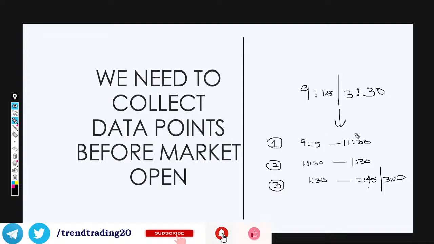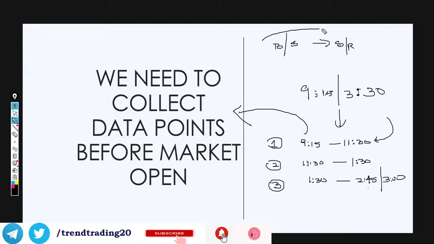What is the use of splitting into these 3 stages? There are many uses. First and foremost, from 9:15 to 11:30, let's assume the market goes into full sideways mode. What we need to do is collect data points. Data points mean who is in control of the market, whether buyers or sellers are in control. And one more thing we have to collect is the major support and resistance getting developed in the current trading session from 9:15 to 11:30.